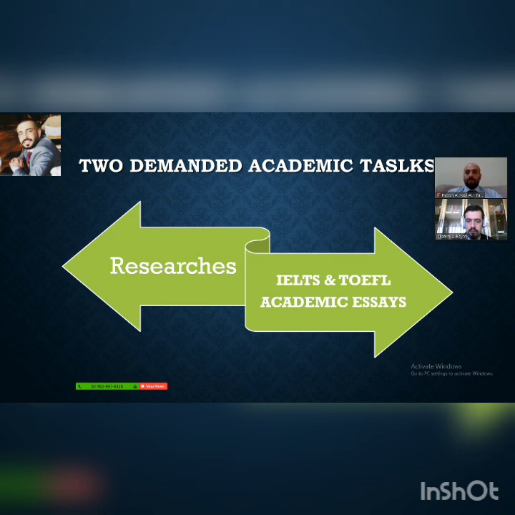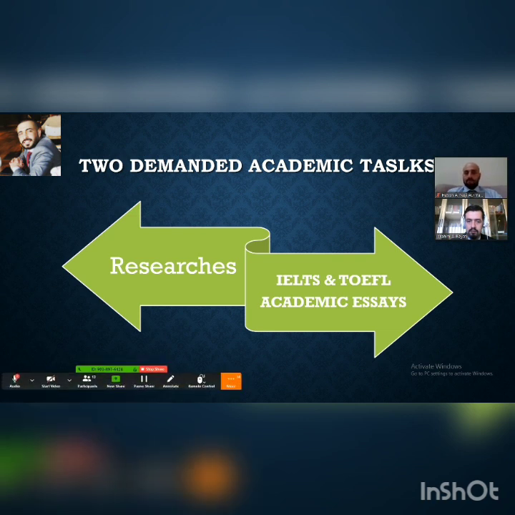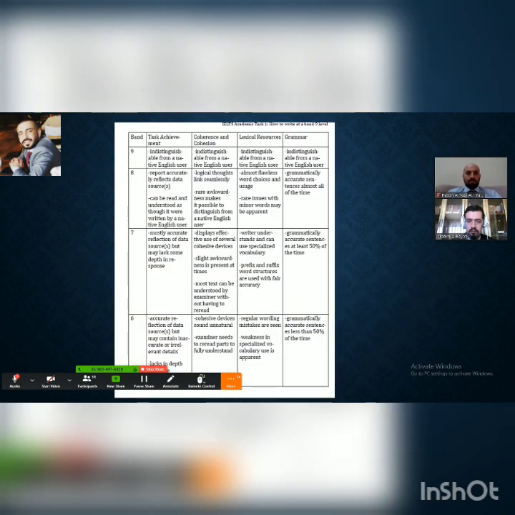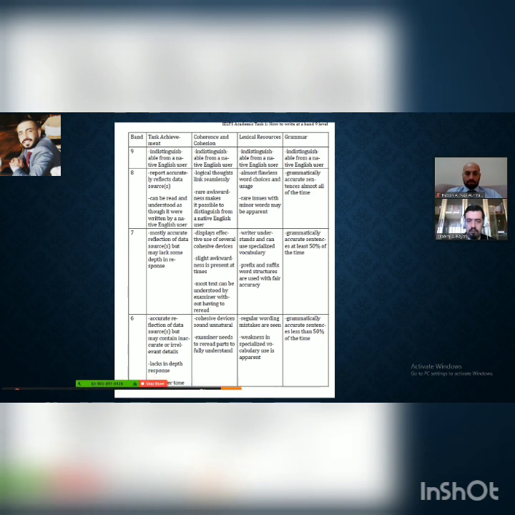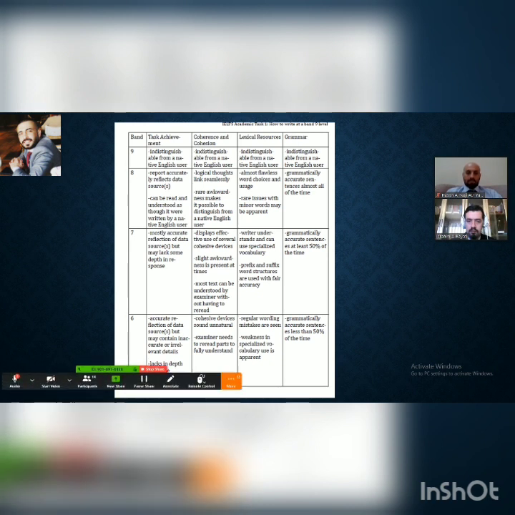So academic writing works for students or teachers in these two sets. Okay, so the academic essay is not at the same level as writing research, dissertations or theses.